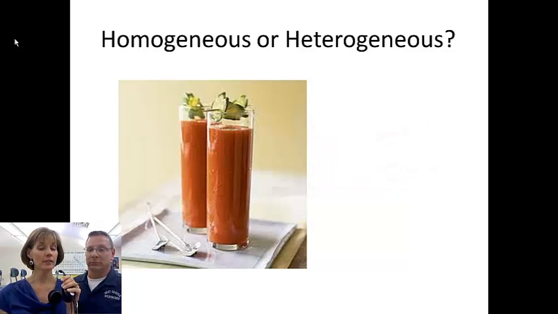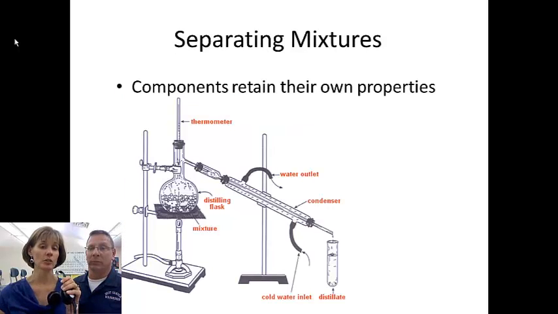But there are ways to separate homogeneous mixtures and heterogeneous mixtures, and this fancy apparatus is one way to separate a homogeneous mixture. This is a distillation apparatus. We have that round bottom flask and a distillation tube, a condensing tube there, and we can separate mixtures of liquids based on their boiling points. Now this is one method of separation. What's another method of separation for a mixture?